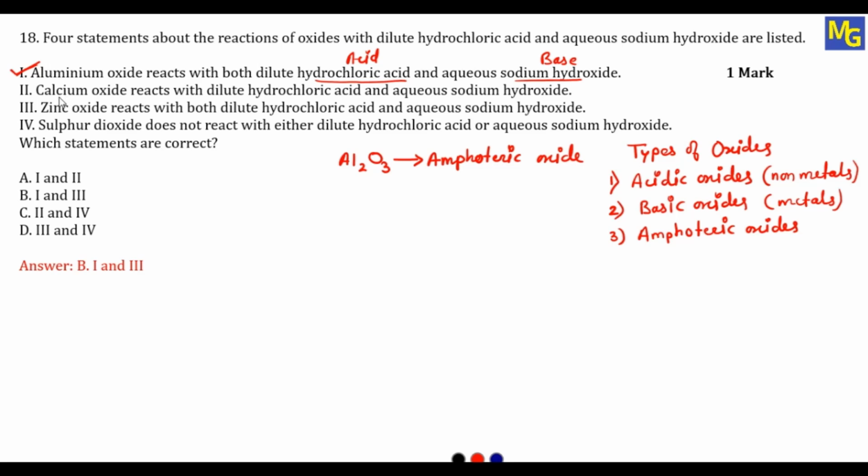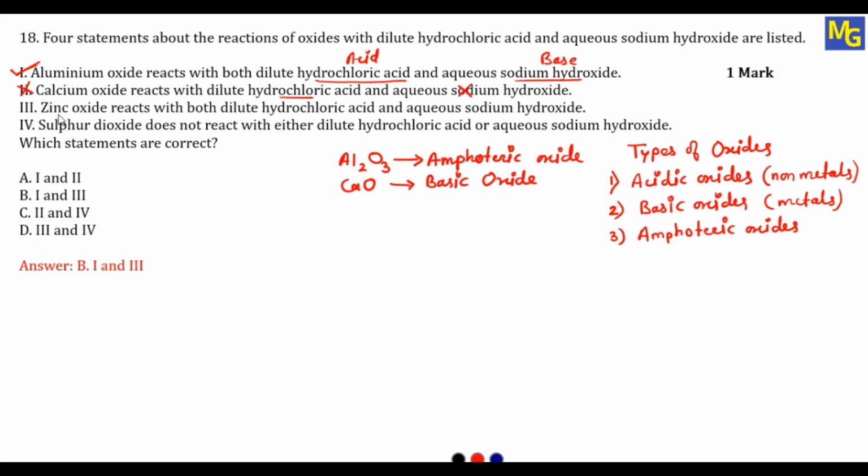In the second statement, calcium oxide, what is the formula of calcium oxide? CaO. They are saying this calcium oxide will react with both acid as well as base. But calcium is a metal, and a metal will give a basic oxide. So this is a basic oxide. I hope you are understanding. If it is a basic oxide, it has basic properties, and a base will react only with acids. It cannot react with bases. Base cannot react with base. Therefore, the second statement is a wrong statement.